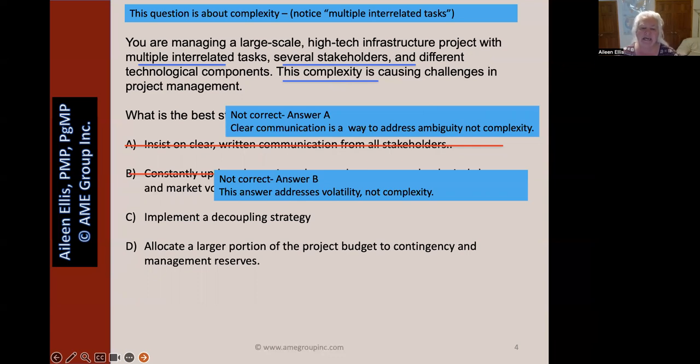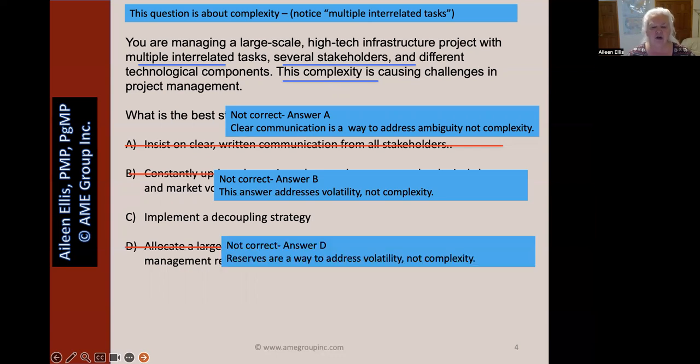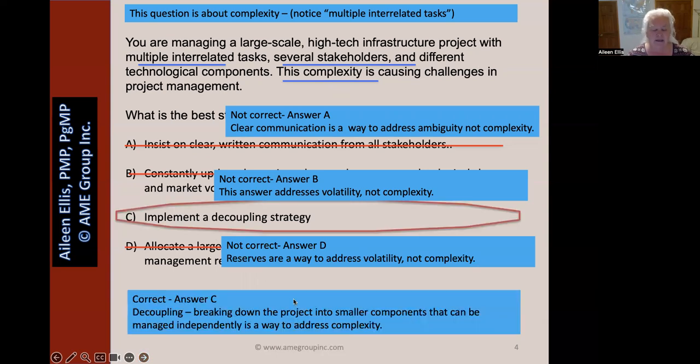Let's go to C. Implement a decoupling strategy. I think that sounds like the right answer. Let's keep going. Answer D, allocate a larger portion of the budget to contingency and management reserves. No, reserves are a way to address volatility. C is the answer we want. Decoupling, meaning breaking down the project into smaller components that can be managed independently. This is a way to address complexity.